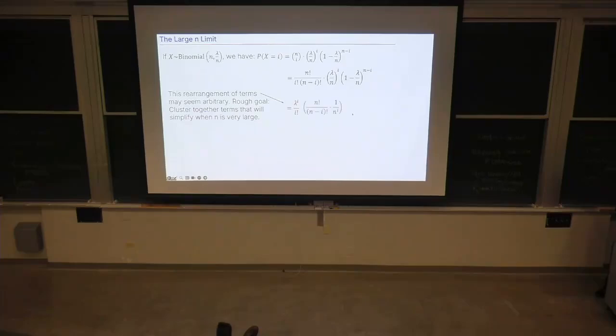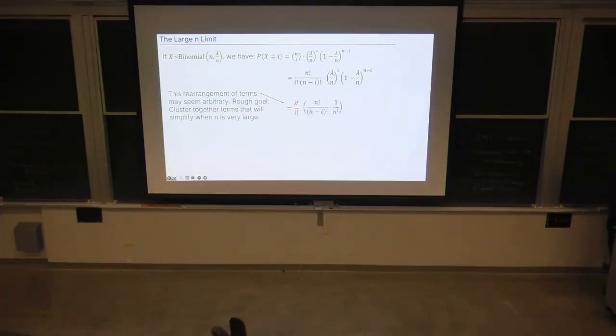Next, I have the blue terms. So what are the blue terms? They're n factorial over n minus i factorial, and then this n to the i. We've already pulled out this lambda to the i. Again, I'm just pointing this out if you cannot see colors. And then right here, this is what happens once you pull all that out. I got n factorial over n minus i factorial times 1 over n to the i. This is just n to the i, 1 over n to the i. I've written it slightly differently.